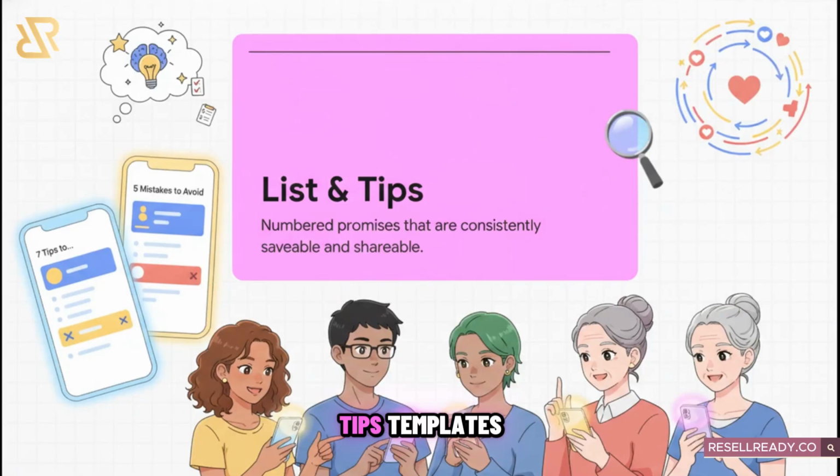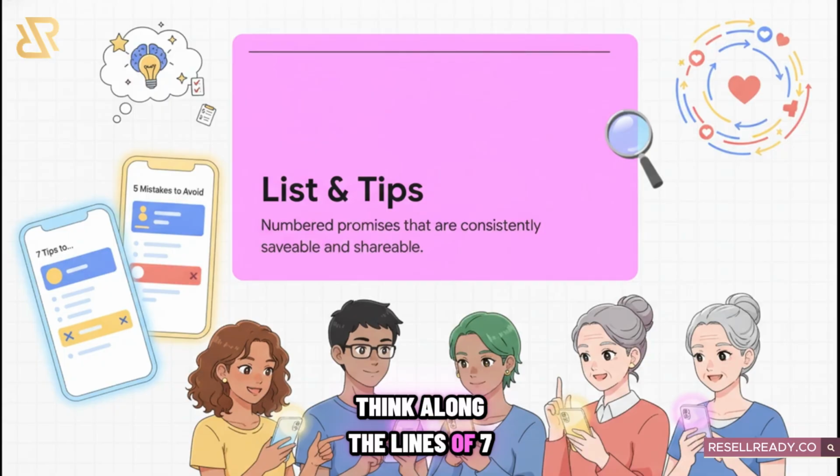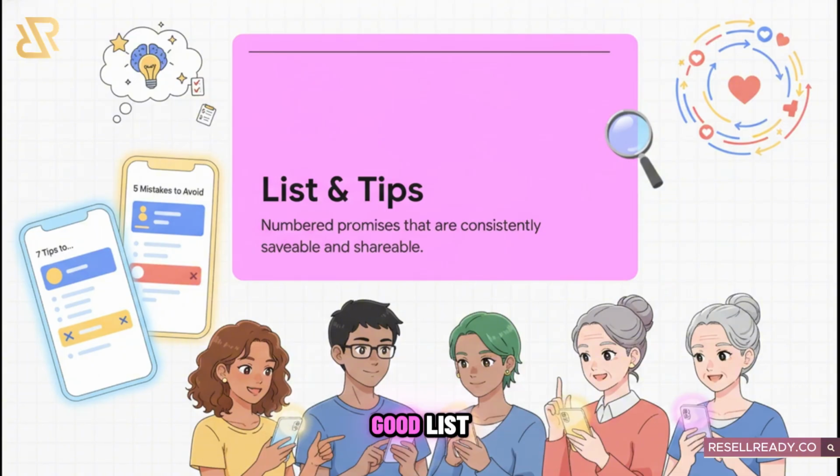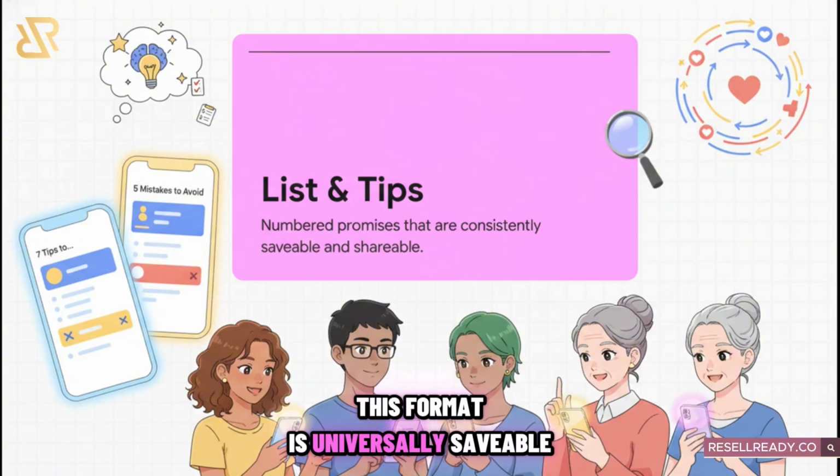Then we have lists and tips templates. Think along the lines of 7 tips to or 5 mistakes to avoid. Because let's be honest, human psychology just absolutely loves a good list. This format is universally savable because it instantly sets expectations. The reader knows exactly what they are getting into and roughly how long it's going to take them to read through it.